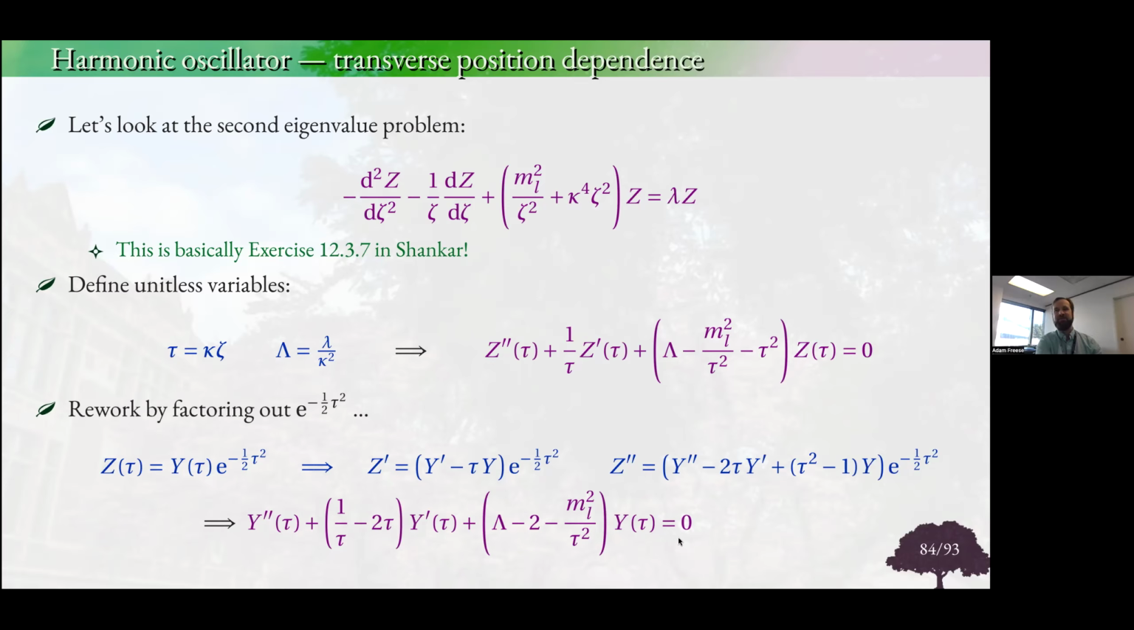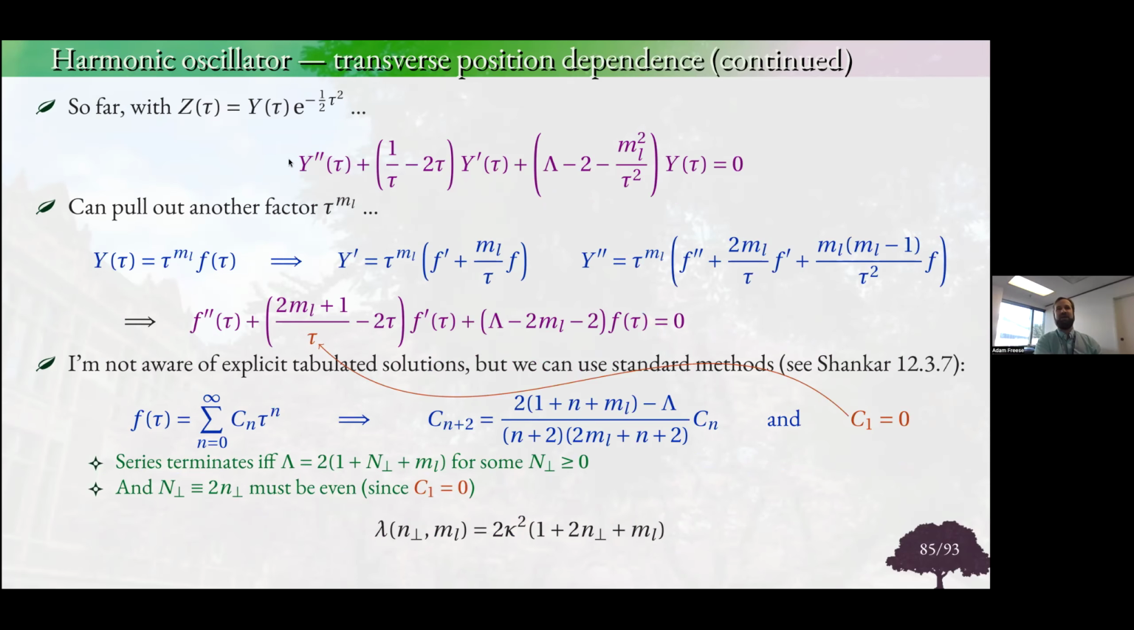You get a new differential equation doing the substitutions. And you also know that the short distance behavior of a harmonic oscillator should go as distance to the power of L, or in the 2D case, ML, since that's effectively your angular momentum quantum number. So you define another auxiliary function, y is tau to the ML times F. You find the derivative, second derivative, substitute them in, and you get this nice looking equation.